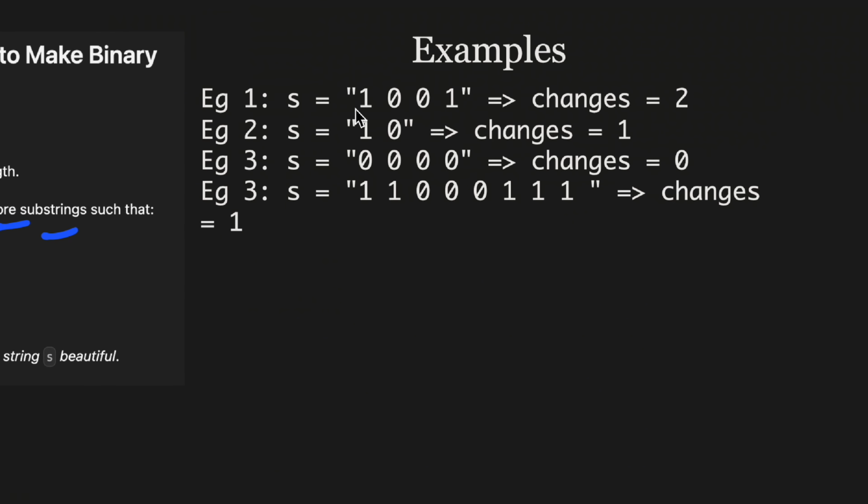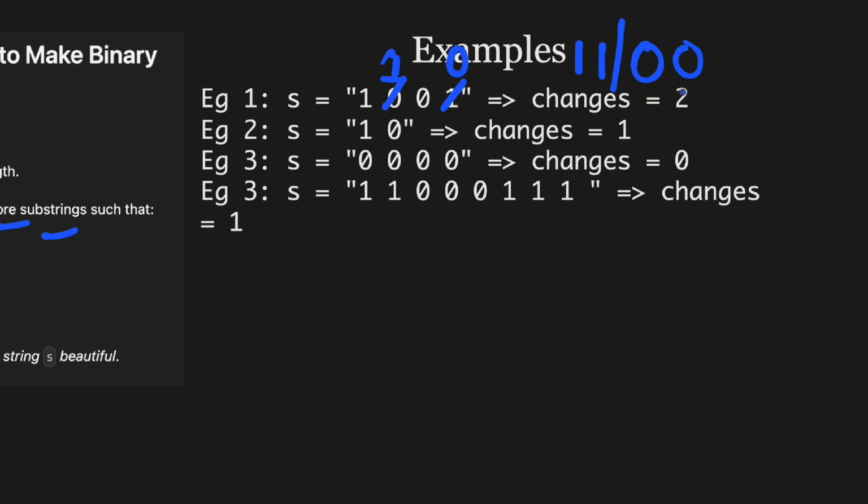Then in example 1, for the given string, the minimum number of changes required to make the string beautiful is 2, because one way is that we can change this 0 to 1 and this 1 to 0. Then we can create the string like this one and partition it into substrings such that this substring is of even length and contains only ones, and this substring is of even length and contains only zeros. Also, there are multiple ways to make the string beautiful.